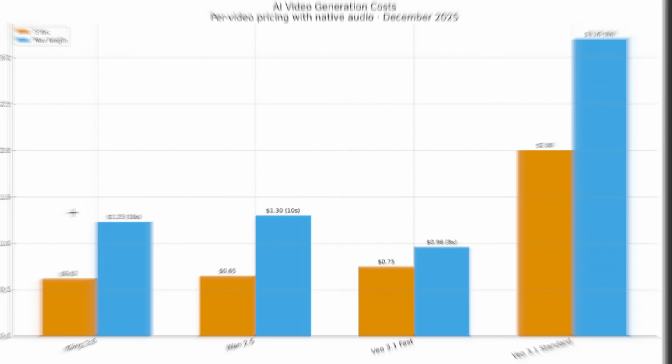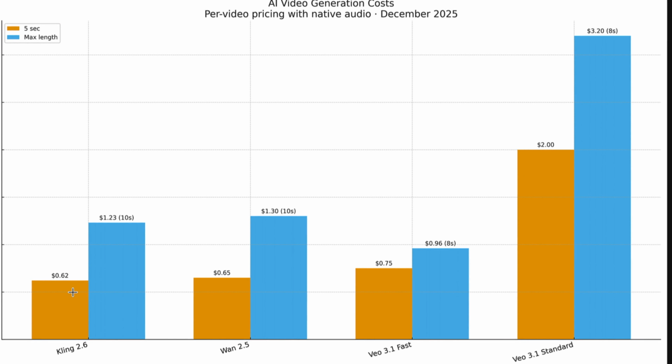Now, in terms of pricing, you can clearly see that across the board, Kling 2.6 is cheaper than Veo 2.5 and Veo 3.1 standard. For a 5-second clip, the one I showed you that cost 50 credits, that's about 62 cents. And for a 10-second clip, the one I showed you that's 100 credits, you're looking at $1.23. Compare that to Veo 2.5 at 65 cents and $1.30 for 10 seconds. Veo 3.1 Fast is 75 cents for 5 seconds and maxes out at 8 seconds at 96 cents. And then you get this huge jump to $2 for a 5-second Veo 3.1 standard clip and $3.20 for an 8-second Veo 3.1 standard clip.